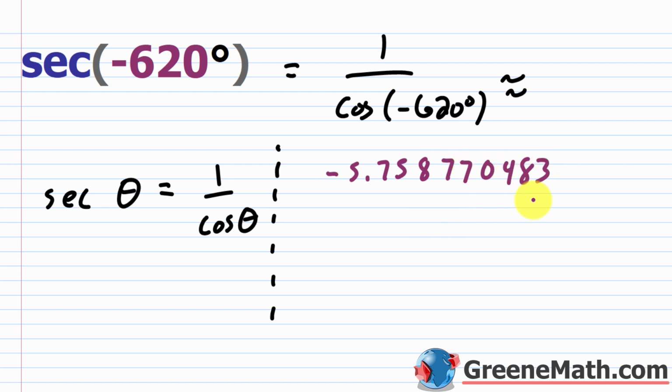8770483. Now with this guy, again, if you wanted to round to the nearest 10,000th, that's pretty common for most books. Let's see, we have the tenths, the hundredths, the thousandths, and then the 10,000ths. So this is the digit that follows. So the 7 falls in the category of 5 or greater. So I would add 1 to this 7, and then I would cut all these off. So this will turn into an 8. So your answer here for the secant of negative 620 degrees is going to be approximately negative 5.7588.